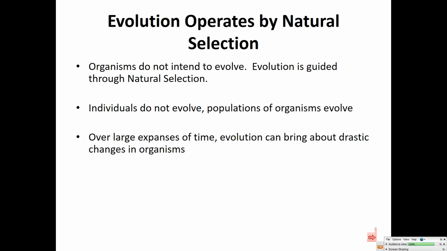Populations of organisms evolve over time, okay? And so over large expanses of time, evolution can bring about significant changes in organisms. And that gradual change that occurs over large periods of time, which in geologic history there's a lot of time, it's something that there's no lack of, that gradual change that accumulates over long periods of time brings about the diversity of life we find on Earth.